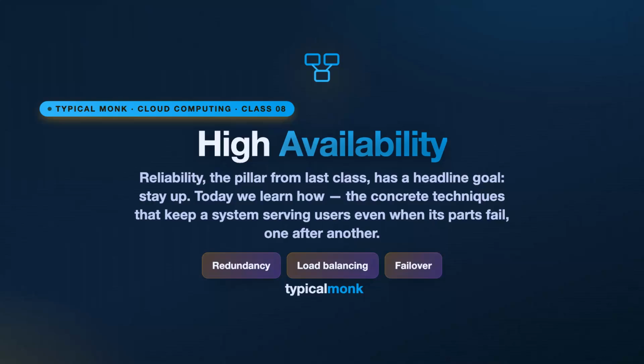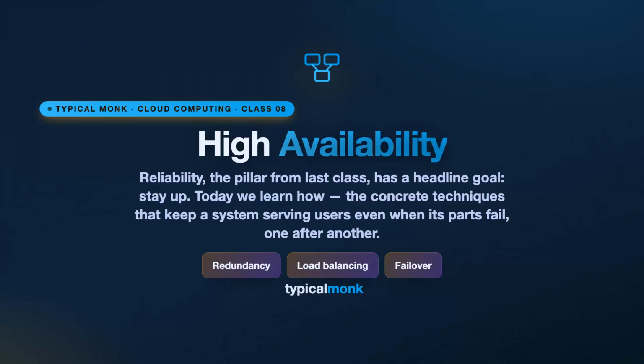Last class we learned the well-architected framework, and one of its 6 pillars was reliability. Does your system keep working when things fail? Today, we take that pillar and make it concrete. We answer the practical question: how do you actually build a system that stays up, even as its parts break one by one?